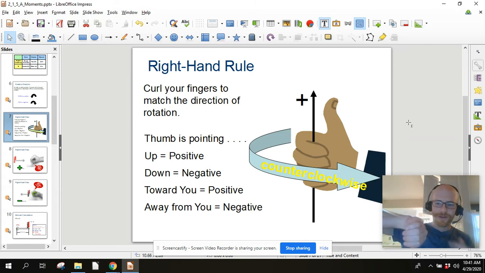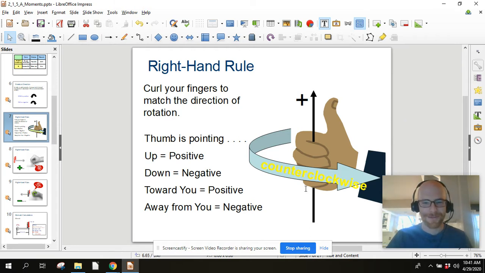And if you are matching the curl of your fingers, like your fingers are pointing in the direction that the wrench would be turning, then okay, I know that it's going to be negative because it's going clockwise, and my thumb is pointing down away from me. If I'm pointing up, then this is going to be positive.